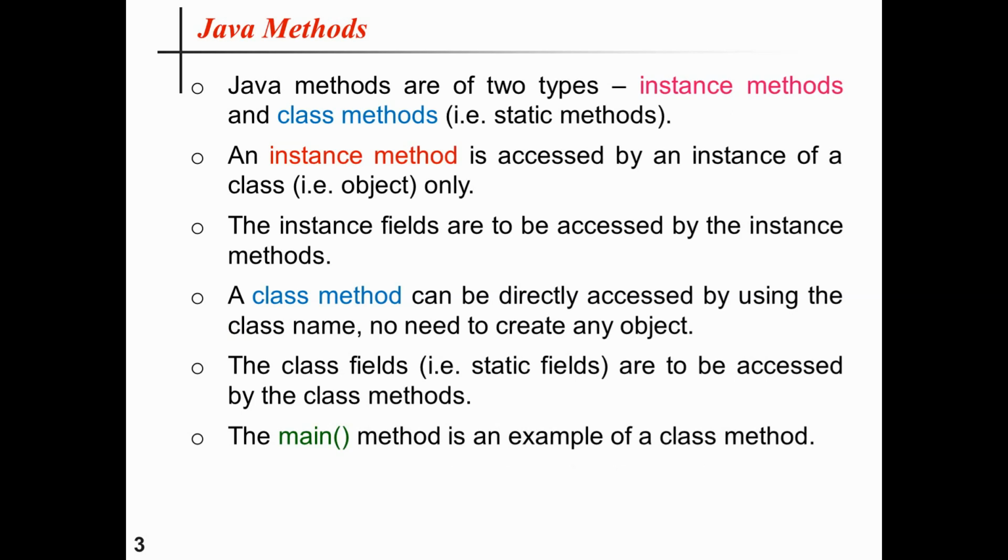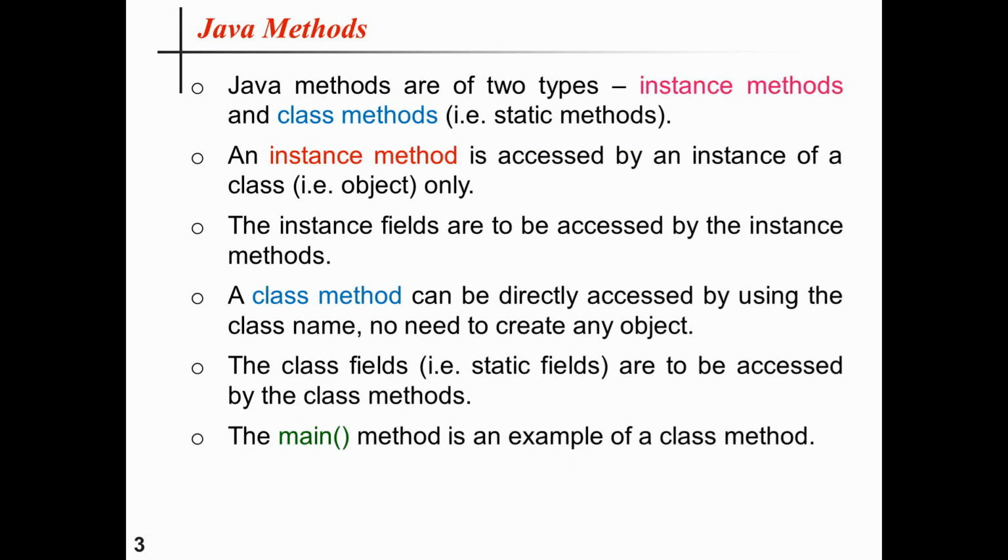Now, Java methods are of two types, instance methods and class methods. That means static methods. An instance method is accessed by an instance of a class, that means an object only. The instance fields are to be accessed by the instance methods. A class method, that means the static method, can be directly accessed by mentioning the name of the class. Here there is no need to create any object. The class fields, that means the static fields, are to be accessed by the class methods.